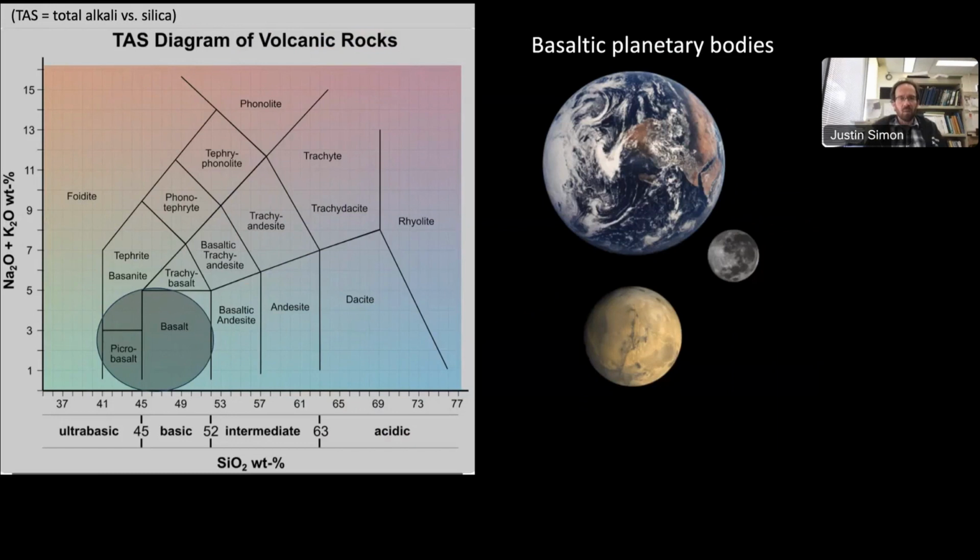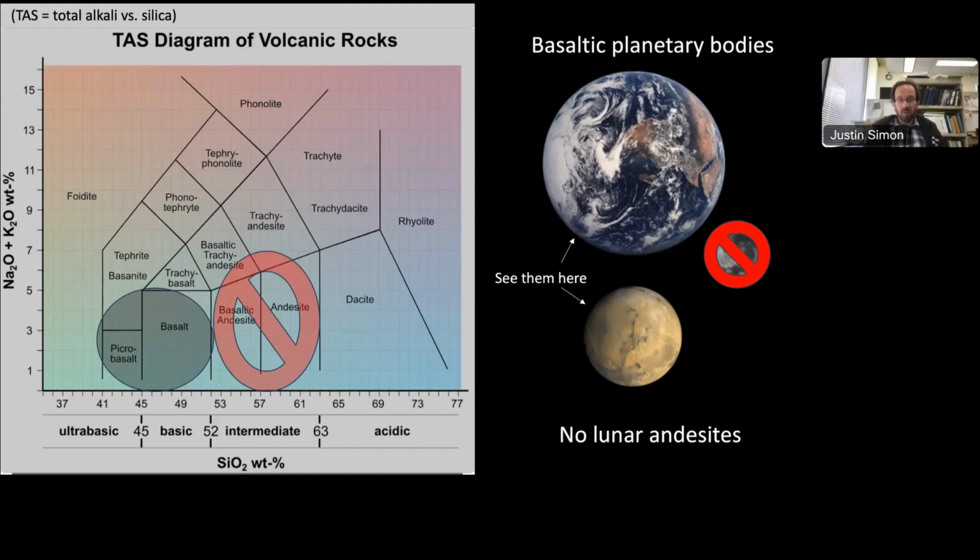So another way of looking at the composition of planetary materials is in some type of major element diagram. And this is the total alkali versus silica diagram. The point I wanted to make here, with silica versus sodium and potassium showing the various different igneous rock types, is that we live on a basaltic planet. Mars is a basaltic planet. The moon is a basaltic planet. The highlands are still basaltic. These are all mafic rocks in general.